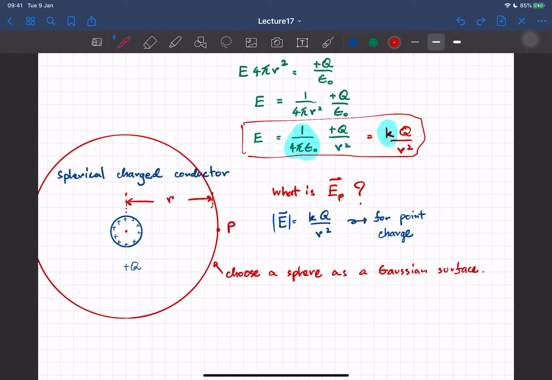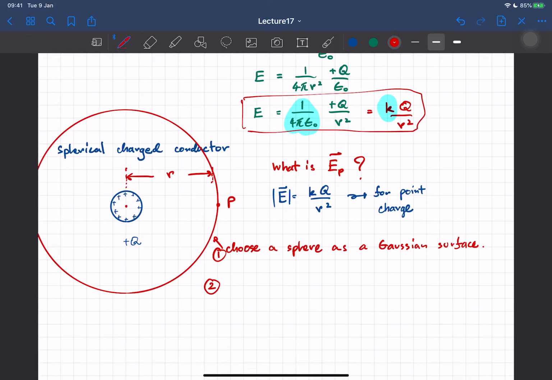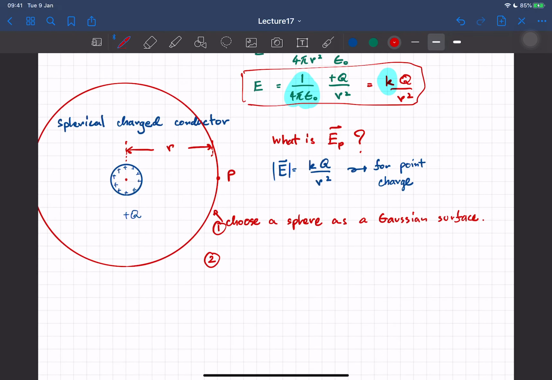All right. And then what's the second step? Well, this is step number one. The second step is to count how much charge you have inside this Gaussian surface. And that's also pretty easy because the only thing enclosed by this surface is this much charge, which is plus Q. So Q inside is still plus Q, exactly the same as what we had in the previous example.